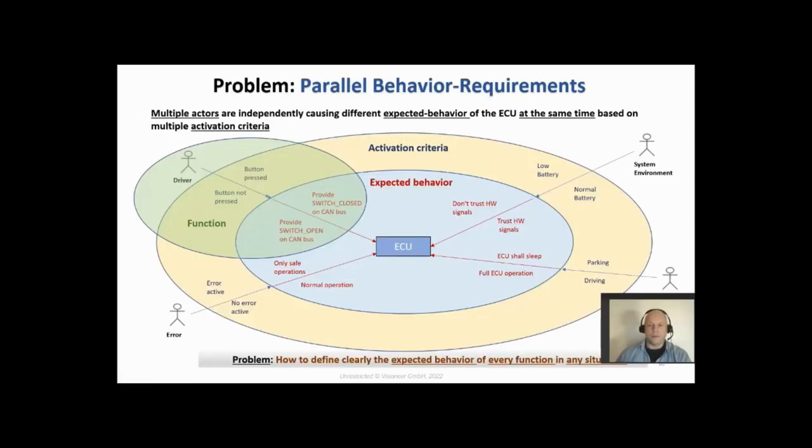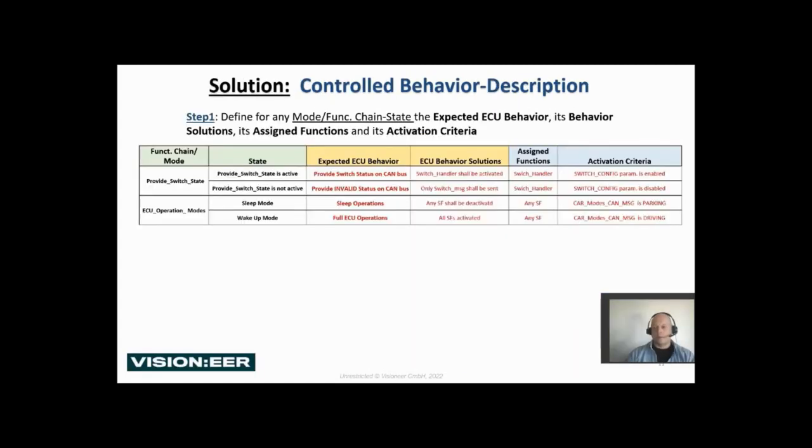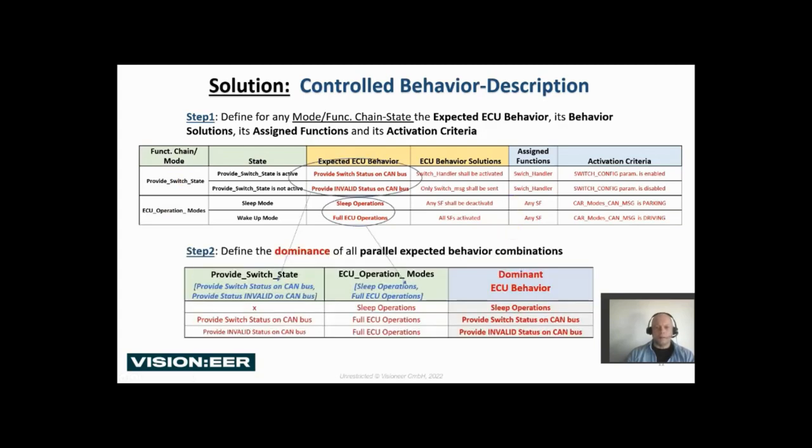The biggest challenge is then, how can behavior requirements be created automatically? The process to define controlled behavior description is very simple. In the first step, the requirement engineer has to define for each functional chain or mode the behavior in a given format. In the second step, this information is reused to define the dominance between the parallel expected behavior combinations in the following table.